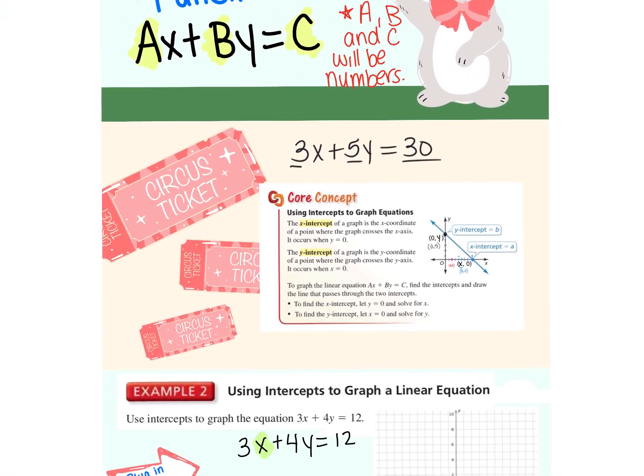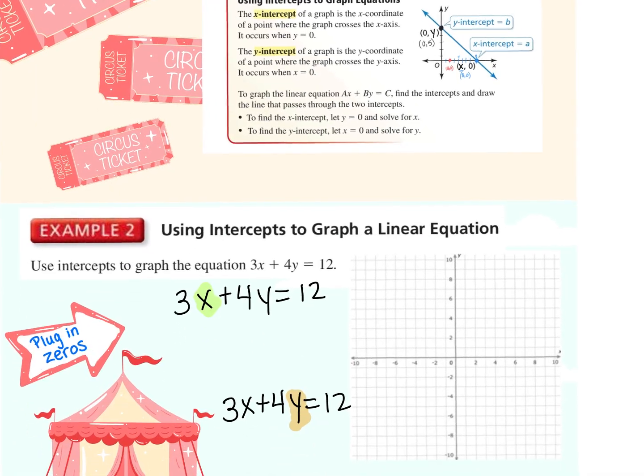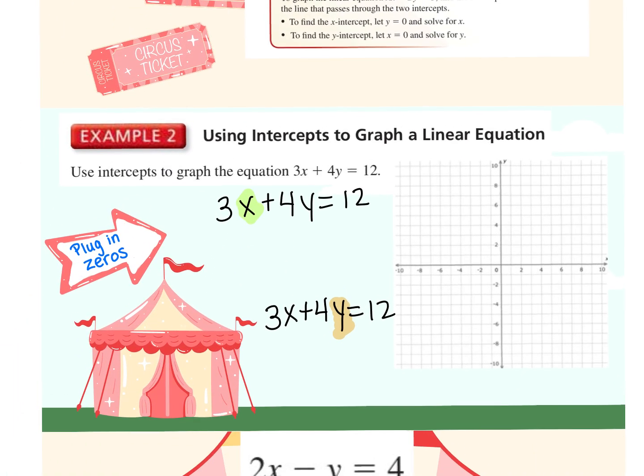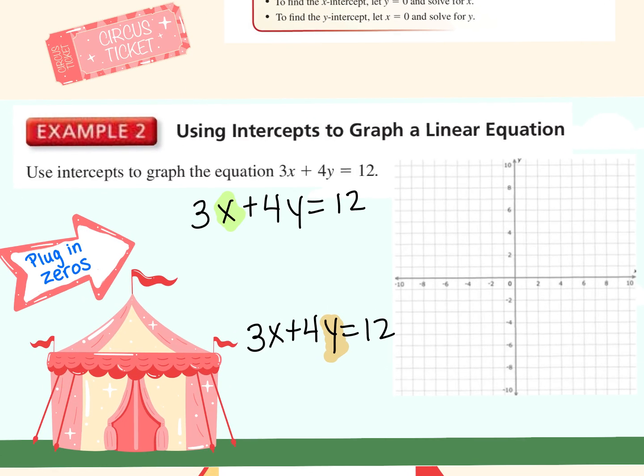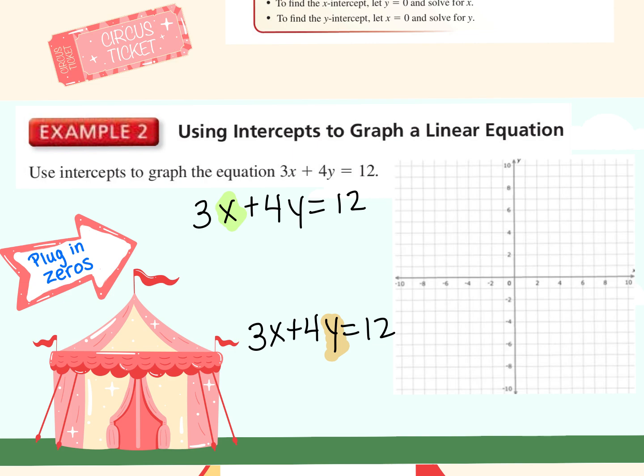So, with that being said, let's look at this first equation. It says use the intercepts to graph the equation 3x plus 4y equals 12. My first question to you is, is that in standard form? Yes, it says ax plus by equals c. The a is 3, the b is 4, the c is 12, correct? So this is what we're going to do.